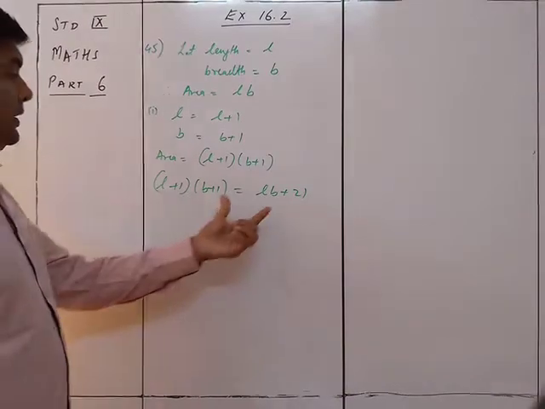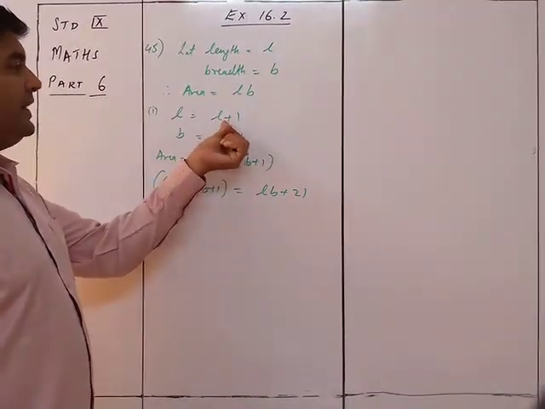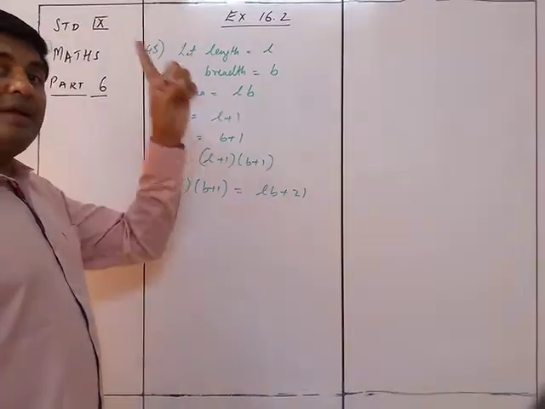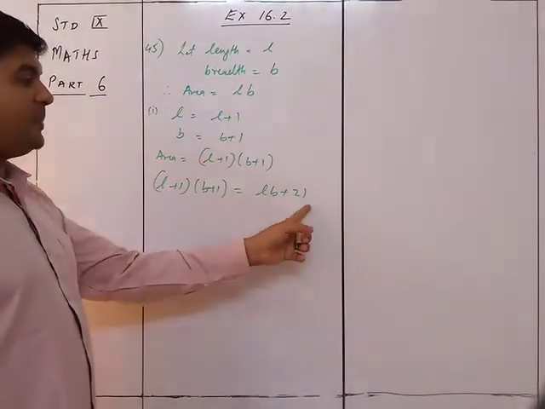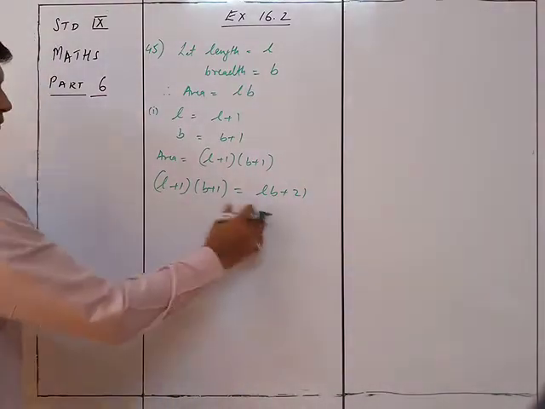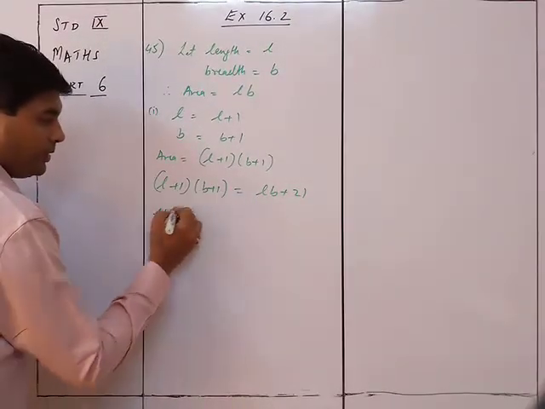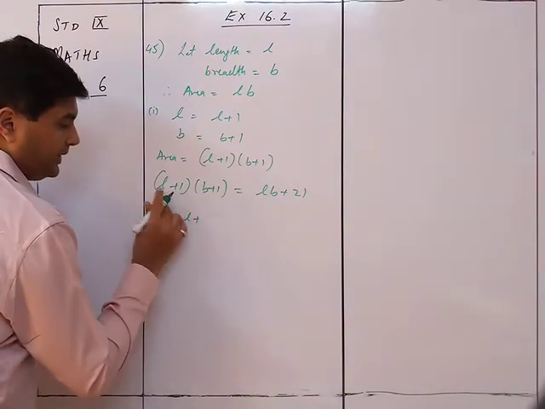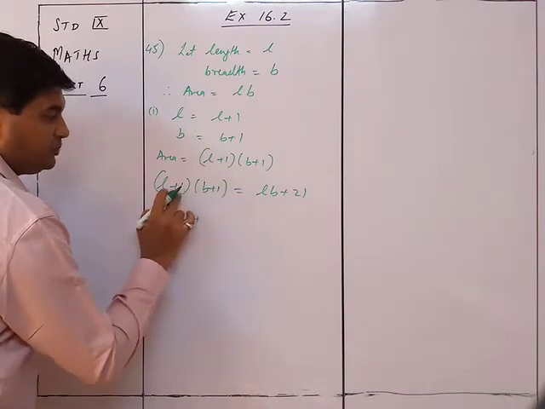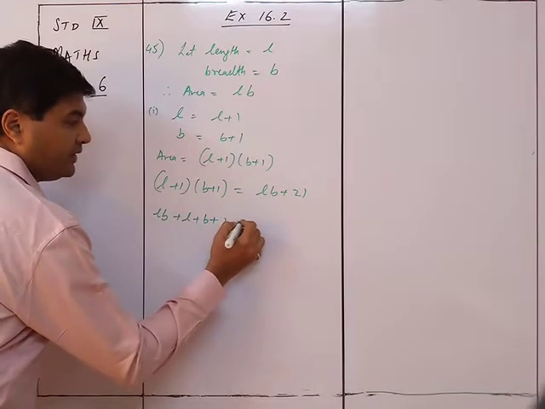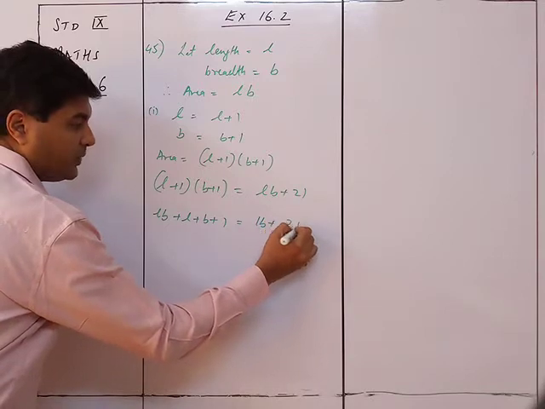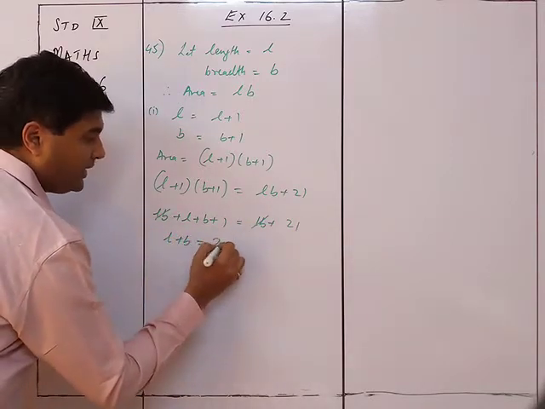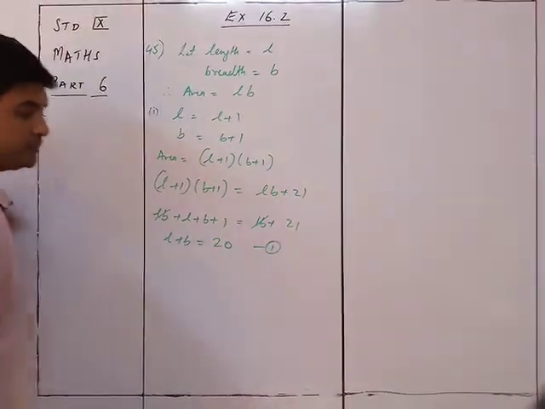Why LB plus 21? See, if this is the length and this is the breadth, the area will be length into breadth. That's fine. But this one is 21 more than the initial one. What was the initial one? LB. So it is initial plus 21. So when you solve this, you get LB plus L plus B plus 1 is equal to LB plus 21. LB cancels. So L plus B is equal to 20 is my first equation.